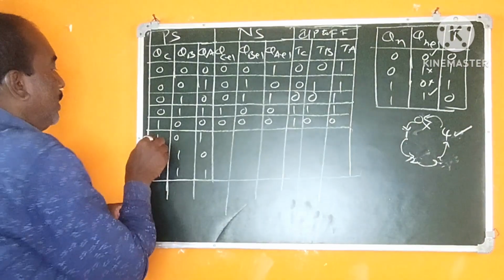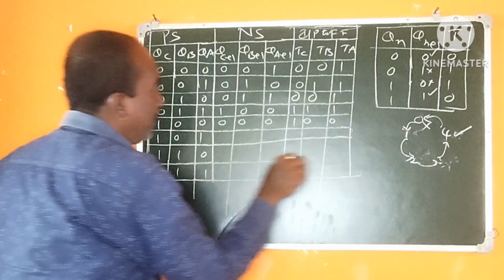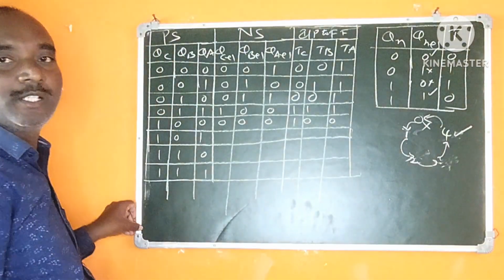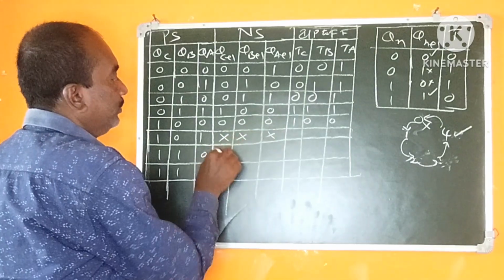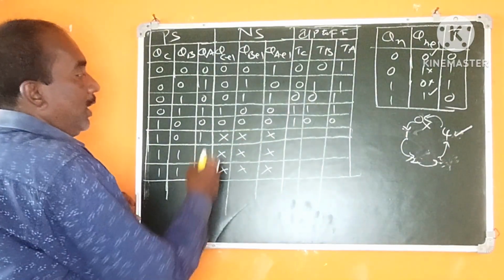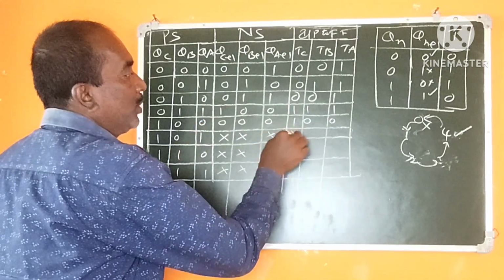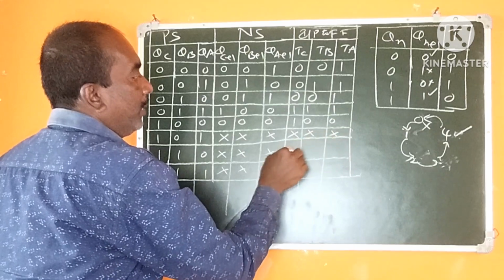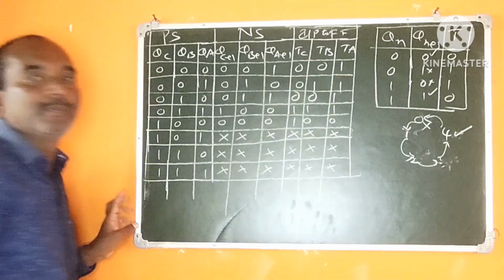Okay. So after the 5 states, whatever may be the present state, the next states are not required. They may be represented with x. If the next states for the present states are not determined, the inputs are also not determined, unknown. So these are the unknown inputs.